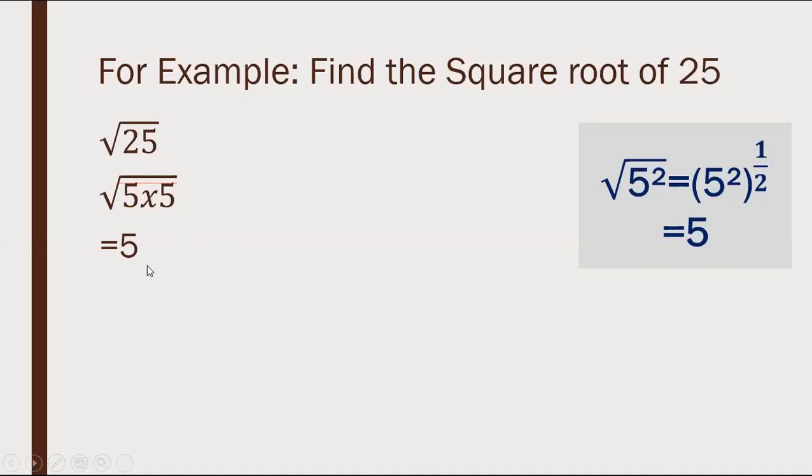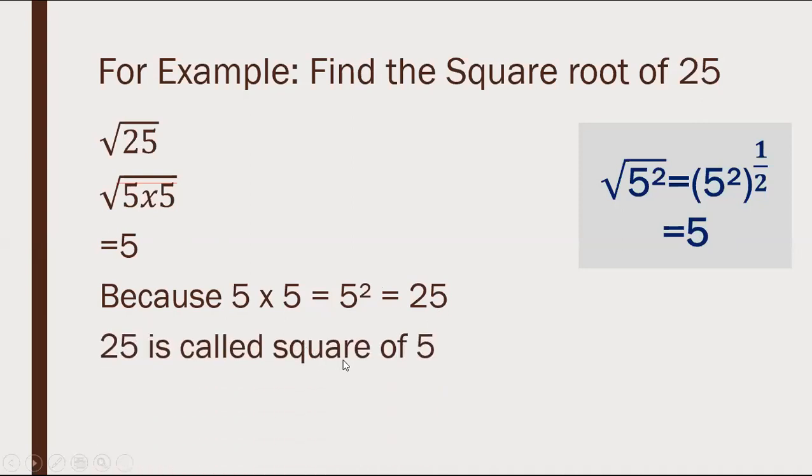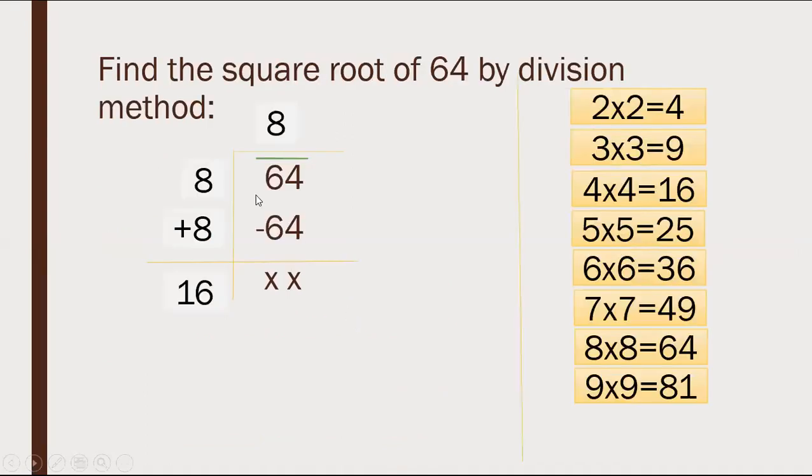Okay, now here, because 5 into 5 means 5 square, that means 5 is multiplying 2 times. That means 5 square is equal to 25. 5 into 5 is 25. So here we can say that 25 is called the square of 5. Okay, 25 is the square of 5 and 5 is the square root of 25.